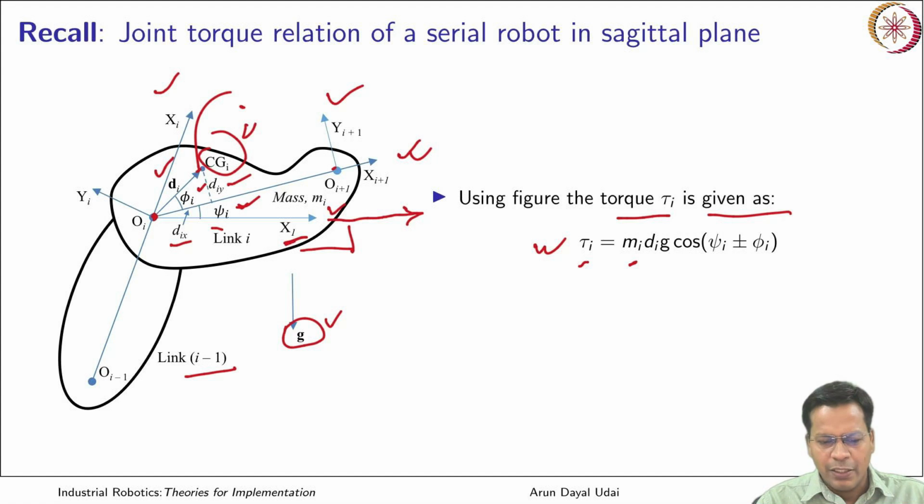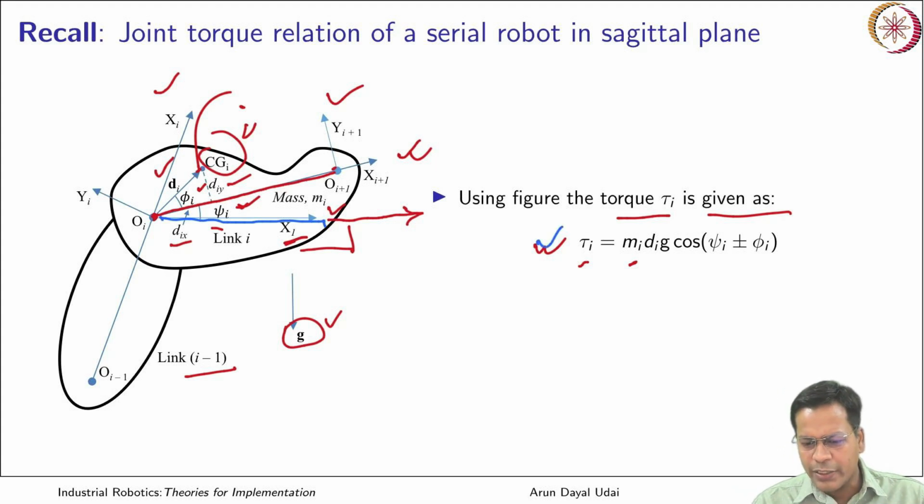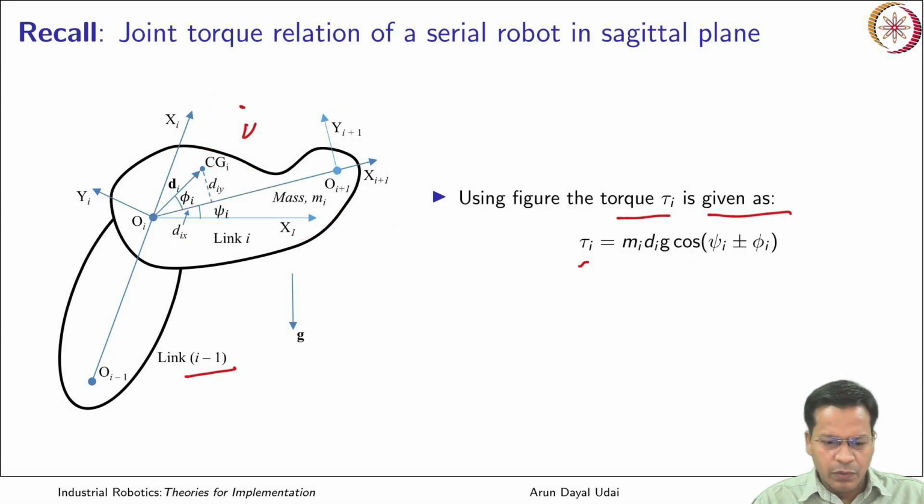So this is your angle and this is your line which is making some angle with this. This is the horizontal line. So you can now see this clearly. So this is your angle. So effectively tau I is equal to mi di g cos xi I plus phi I. Let me just clean it up once again. Okay, so now you can see this very clearly. So this is your angle, this angle plus this angle, sum of that is this angle. So that is shown here.